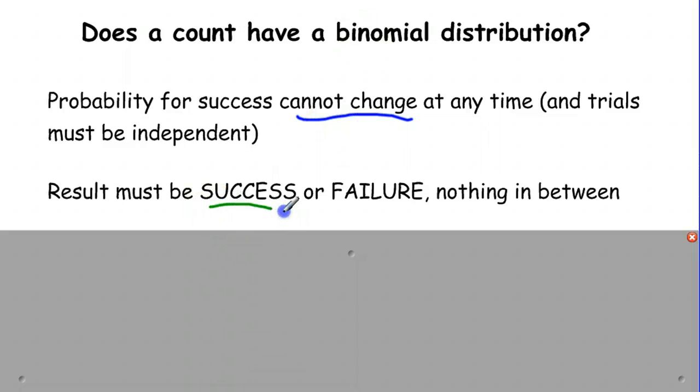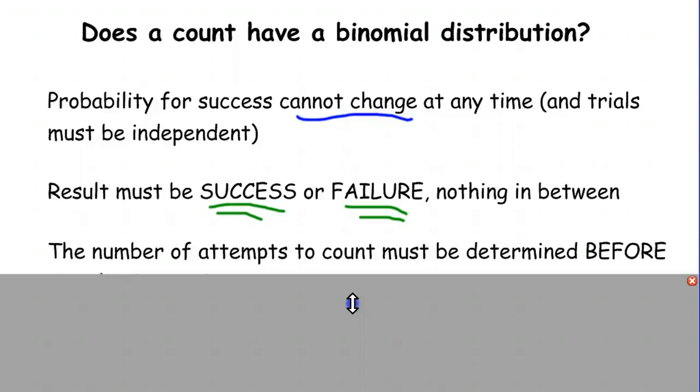You either make the basket or you miss it. You either get a heads or you get a tails. Which one you choose to be success and which one you choose to be failure doesn't actually matter. So if you decide that tails is success and heads is failure, that's okay. The most important thing is that there are exactly two outcomes, and one of them is the one that you're looking for.